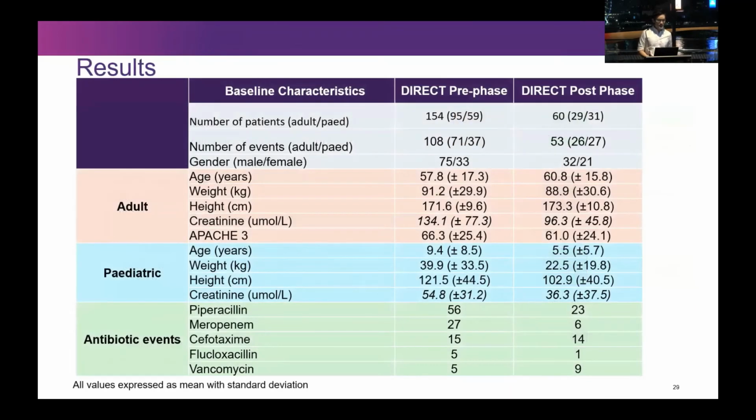So these are the baseline characteristics of the patients that were included in this particular study. We've got the pre-phase here and the post-phase, and these are the number of patients. In orange, we've got the characteristics of the adult patients, then the pediatric patients, and the number of antibiotic events as well. You will notice that we had a lot more patients in the pre-phase compared to the post-phase. I think that might have been because we had this really annoying virus that ended up coming to Brisbane that might have messed with our recruitment numbers, but I might be wrong with that. But overall, the characteristics were fairly similar between the pre and the post phase.